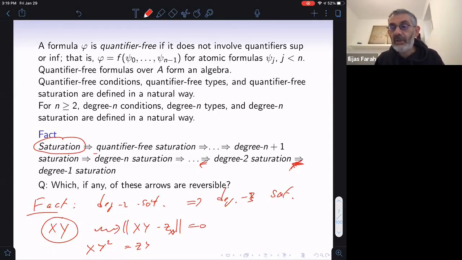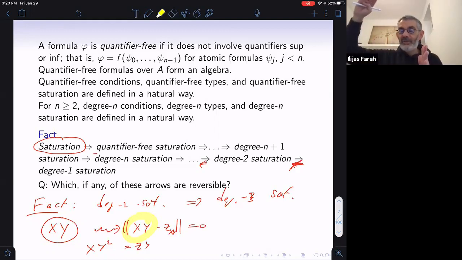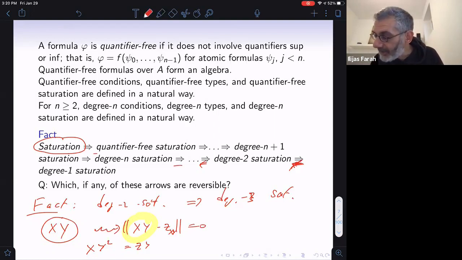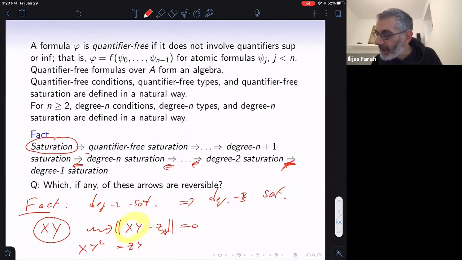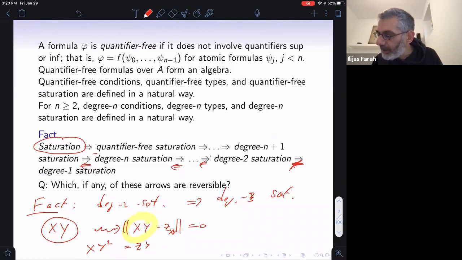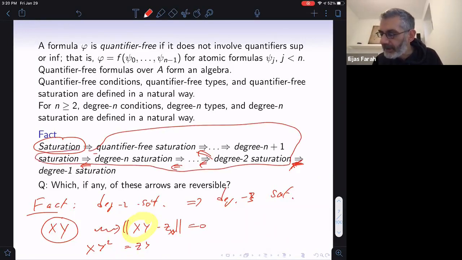But there was nothing special about degree 2 and 3. All that one needs really here is to have at least 2, so that you can talk about conditions which involve a product of 2 variables. Once you have that, then you can reduce degree 4 to degree 3 and to degree 2 and so on. So all of these arrows are reversible. Once you have degree 2, you have degree n for any n, and actually with a little bit more, you can go all the way to quantifier-free saturation. So everything between quantifier-free saturation and degree 2 saturation is really just one thing. They're all equivalent.